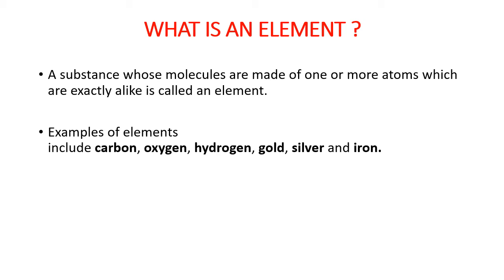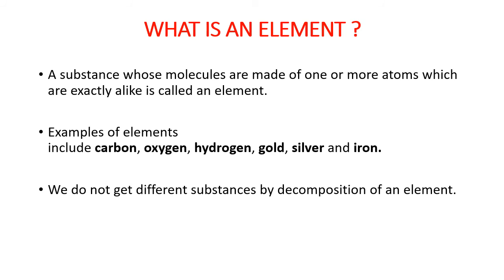So if you take a gold bar and you try to break it, you will get gold atoms only. You'll not get something else in it. Or you take silver and you try to break it further, what will happen? You'll get silver atoms. So it will be only one type of atom. Such substances are called elements.